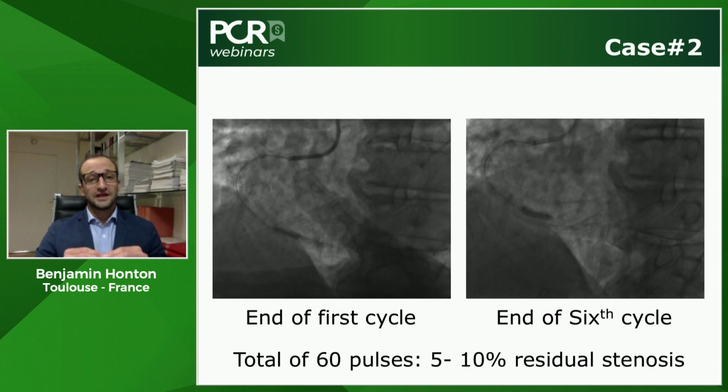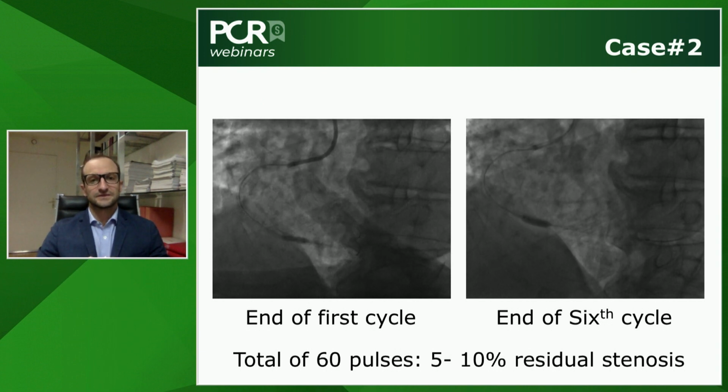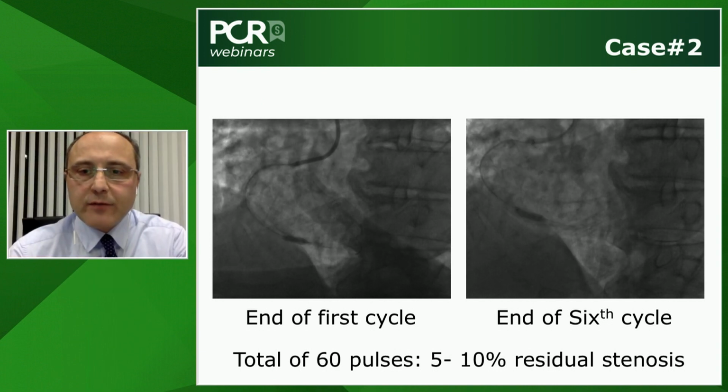Next. And at the beginning of the acoustic burst, you can see at the end of the first cycle that there is no more footprint on the balloon, and at the end of the sixth cycle, you can see that there is almost 5% of residual stenosis on the lesion, which had not been achieved with a 3.5 millimeter balloon at 18 atmospheres. Benjamin, can I interfere on this slide before moving further?